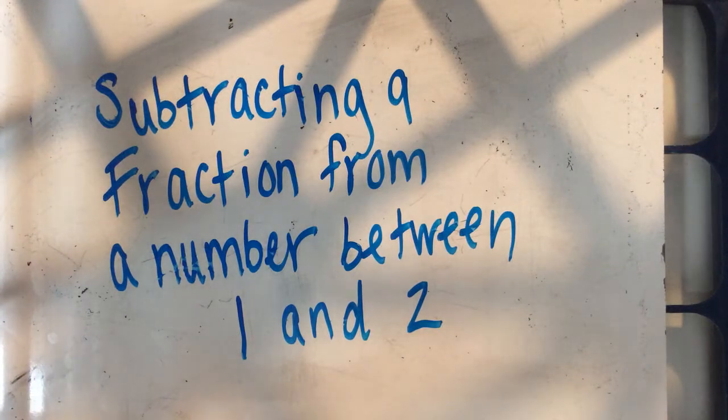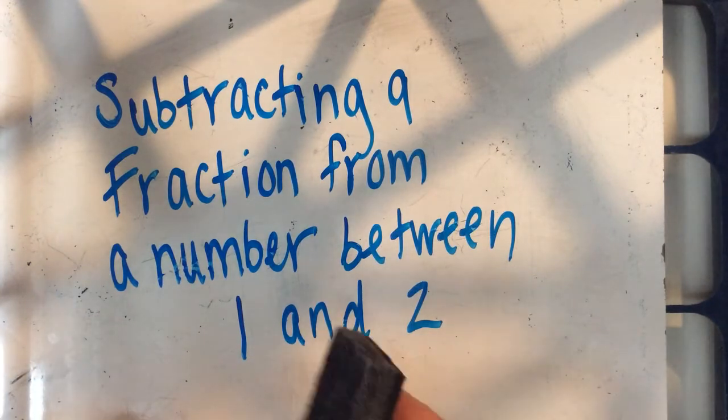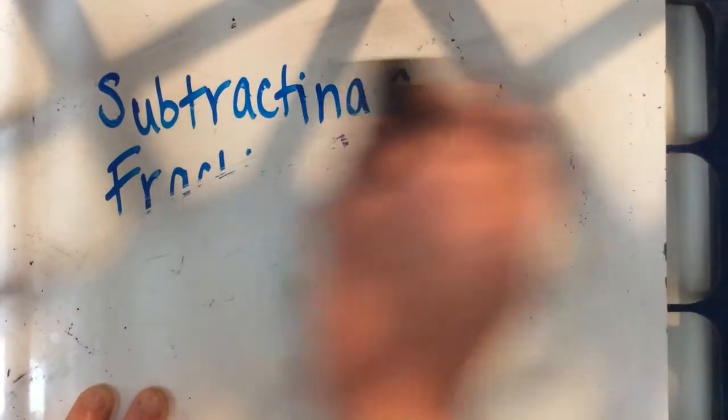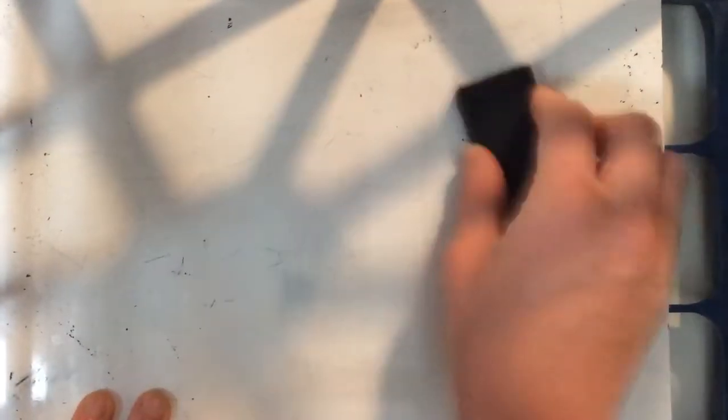Okay, so this video is going to build on the last video. In our last video, we subtracted a fraction from just the number 1, and now we're going to subtract a fraction from a number that's between 1 and 2, or a number that is greater than 1. We'll use some of the same skills and just add a couple of steps here.